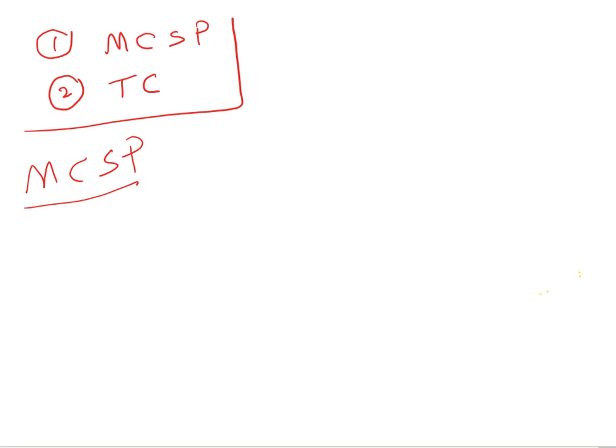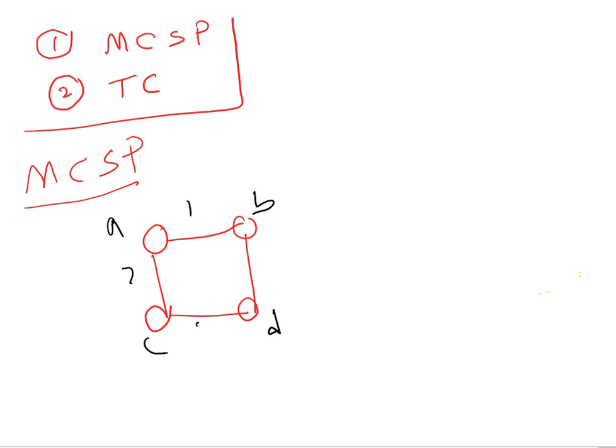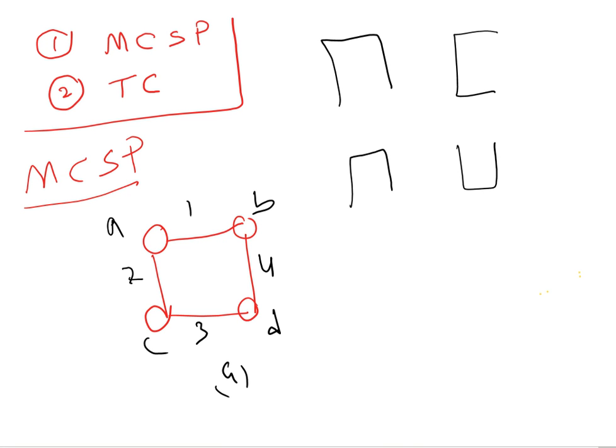What is minimum cost spanning tree? We have a weighted graph. Suppose we have edges here, A, B, C, D. Every edge has some weight like this. So a graph G has spanning trees like this. We need to find the cost of each and every spanning tree. How to find the cost? Each and every edge has some weight.